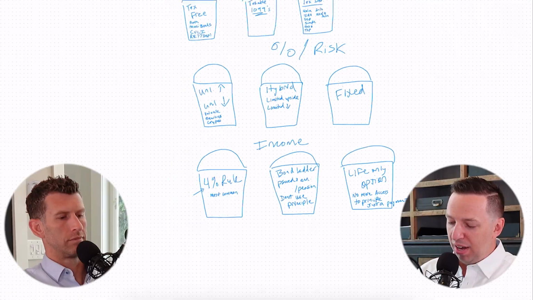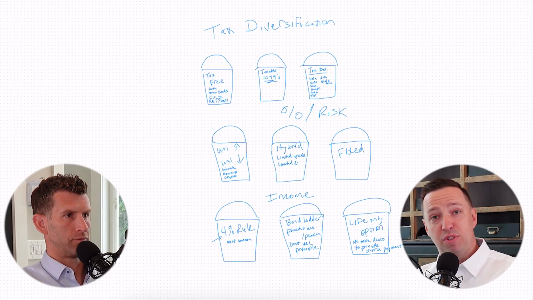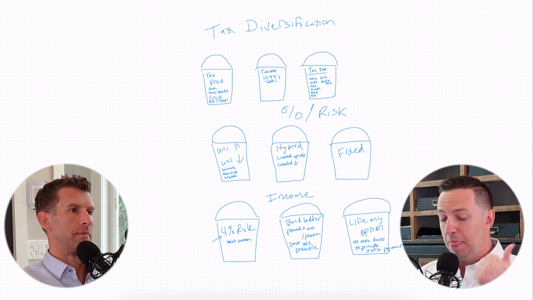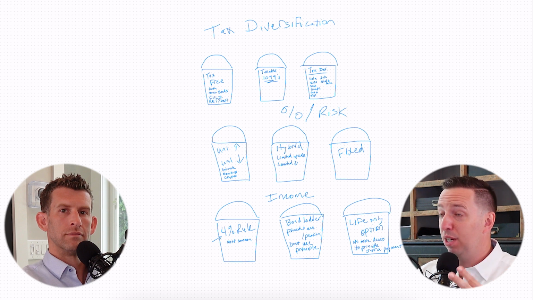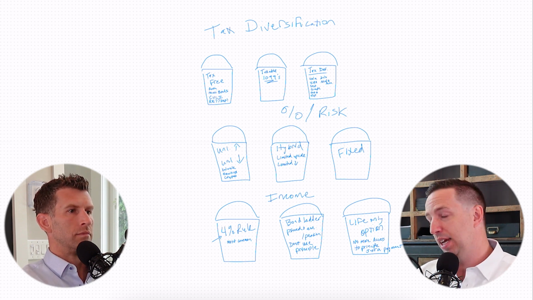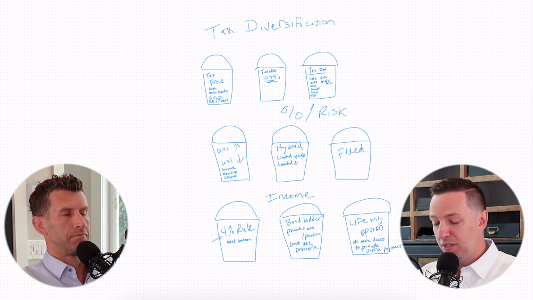Correct. So we've got 9 buckets here. We've got 3 buckets for tax diversification: tax-free, taxable, tax-deferred. We explained what all those are. We've got 3 buckets for how you can earn interest on your dollars. Again, it's not totally exhaustive. We're just trying to make it simple and to the point.